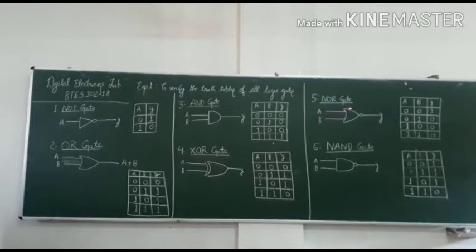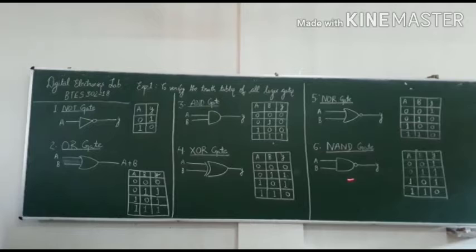The next gate is NOR gate. This is the symbol of NOR gate. We will use inversion gate over the OR gate, and this will act opposite to the OR gate. And its truth table is: when we have 0 and 0 inputs, we will receive 1 output. Otherwise, at all the points, we will get 0 output. Like 0 1, 1 0 and 1 1, we will receive 0 output.